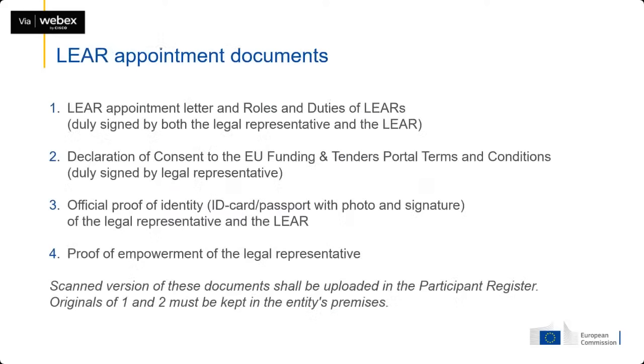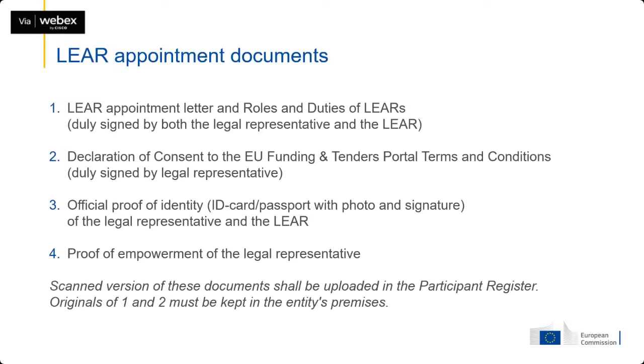The documents that we would require for the LEAR appointment are, let's say, 4 different types. The first one is the LEAR appointment letter and roles and duties. This is a form that is generated by the system. You need to sign it. So both the legal representative and the LEAR need to sign it and date it.